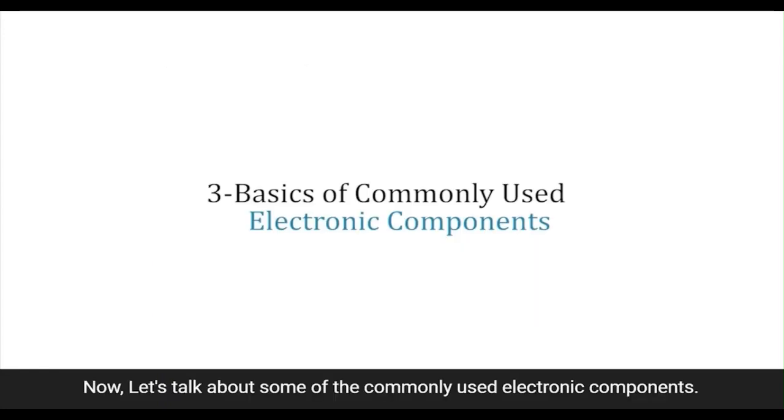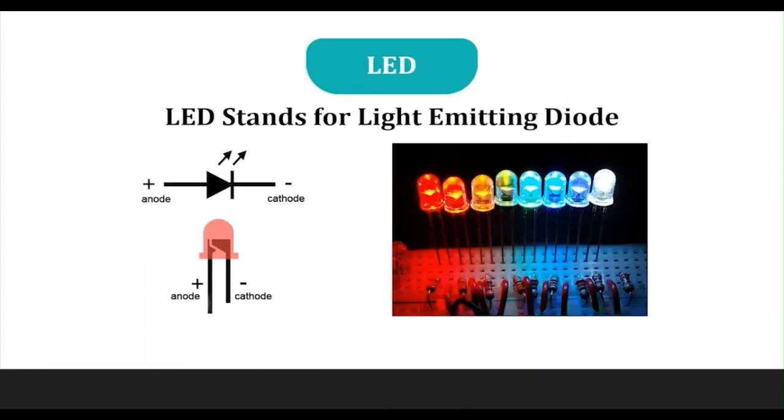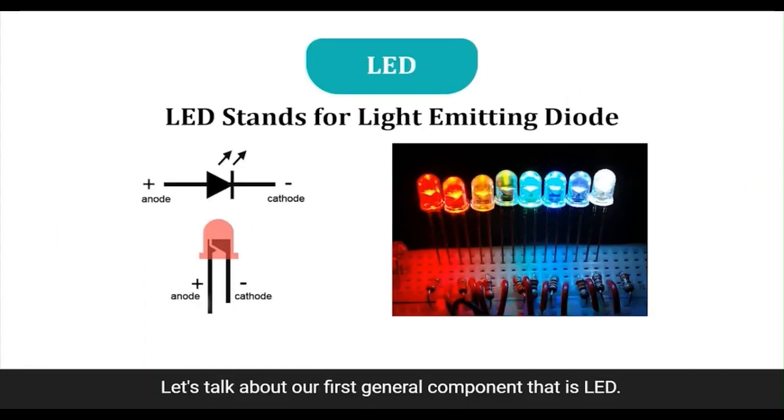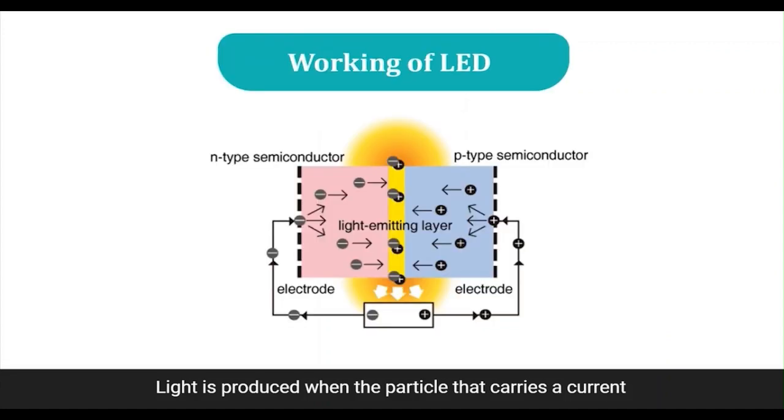Now let's talk about some of the commonly used electronic components. Let's talk about our first general component, that is the LED. In the simplest terms, a light emitting diode is a semiconductor device that emits light when an electric current is passed through it. Light is produced when the particles that carry the current, known as electrons or holes, combine together within the semiconductor material. Since light is generated within the solid semiconductor material, LEDs are described as solid-state devices.